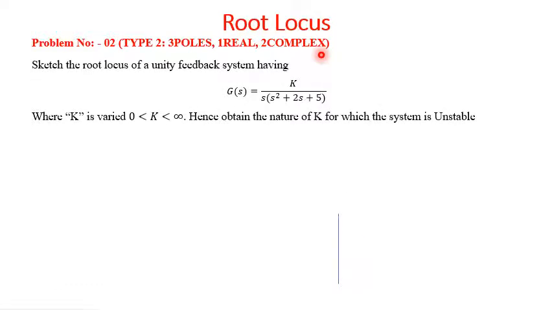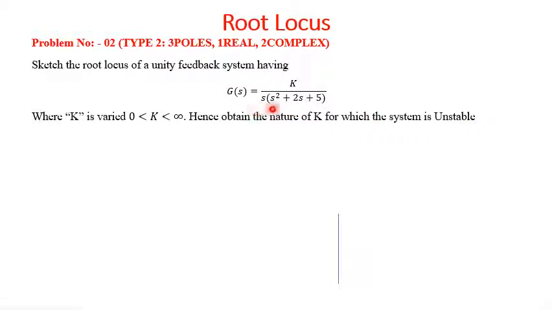Let's read the problem. Sketch the root locus of unity feedback system having G(s) = K divided by s(s square plus 2s plus 5), where K is varied between 0 to infinity. Hence obtain the nature of K for which the system is unstable.